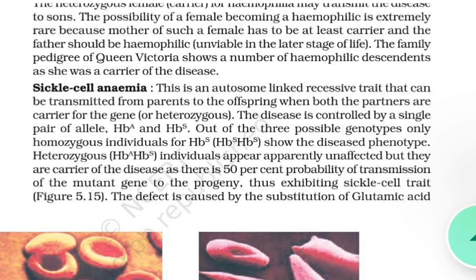The mutant hemoglobin molecule undergoes polymerization under low oxygen tension, causing the change in the shape of RBC from biconcave disc to elongated sickle-like structure.